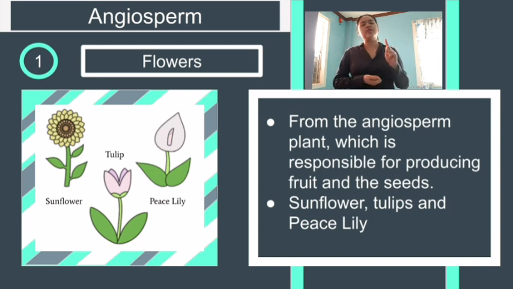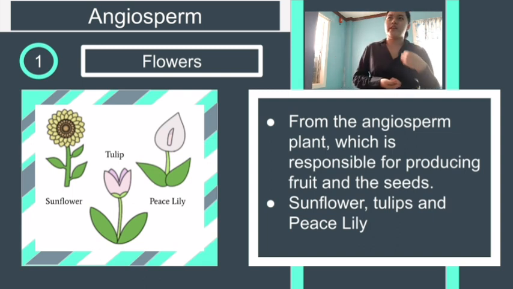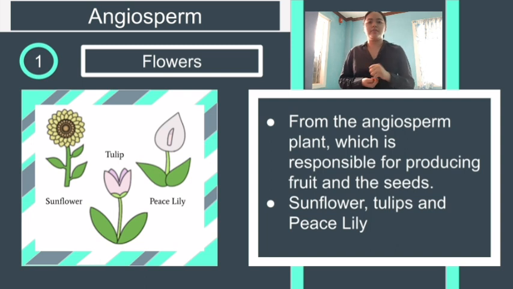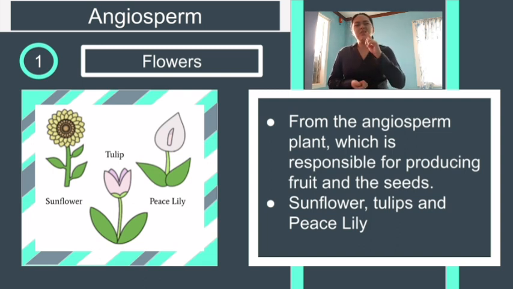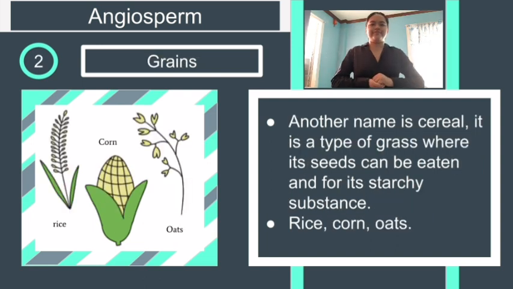Let's move on to the first common angiosperm, which is the flowers. From the angiosperm plant, it is responsible for producing fruits and seeds. Within one plant, there can be plenty of flowers or only one single flower. For example, the sunflower, tulips, and peace lily. Let's move on to the second one, which is the grains. Another name is cereal. It is a type of grass whose seeds can be eaten, and it has a starchy substance where flour becomes a food, especially when we love to eat it. For example, rice, corn, and oats.